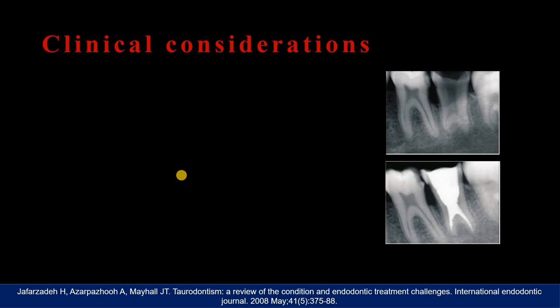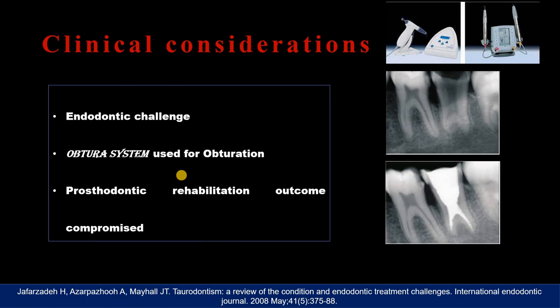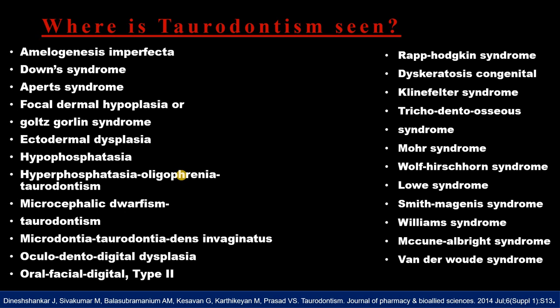For instance, difficulty in access opening and biomechanical preparation due to the enlarged pulp chamber in root canal treatments. There can be compromised retention due to the absence of bifurcation or trifurcation. Not only this, taurodontism is associated with many syndromes like amelogenesis imperfecta, Klinefelter syndrome, McCune-Albright syndrome, ectodermal dysplasia, to name a few. The clinical features associated with taurodontism may not be readily visible, so a key to diagnosis is to identify.